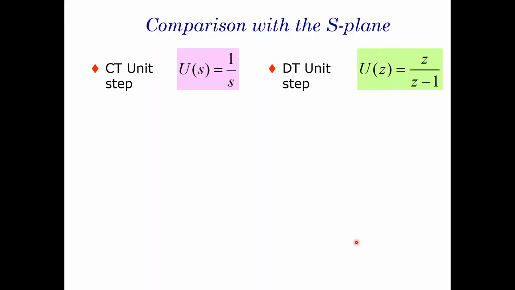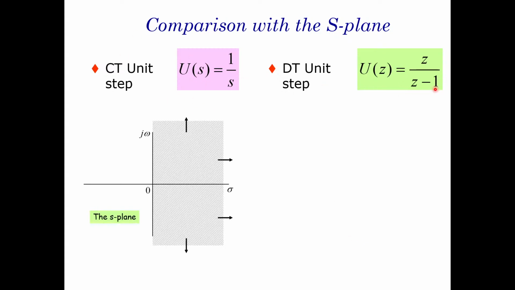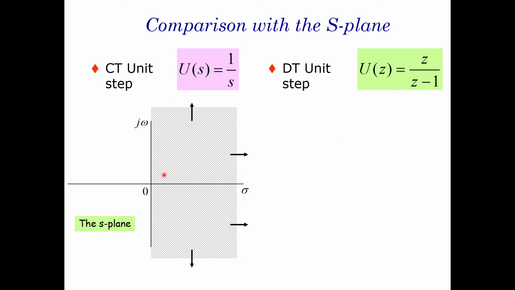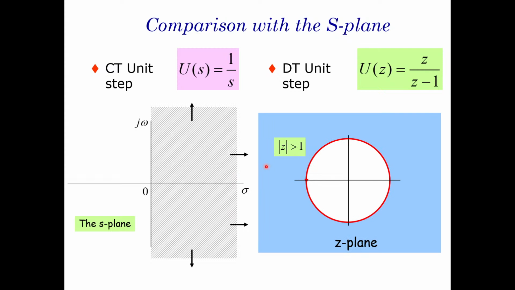Now comparing our unit step in the S-plane here to the discretized time unit step in the Z-plane, what that means is that for the continuous time unit step, because it's on the right hand side of the S-plane here, where we see that there's going to be positive values of sigma, and mapping that to the Z-plane, we just shade everything outside our unit circle here, where the circle here has a radius of 1.